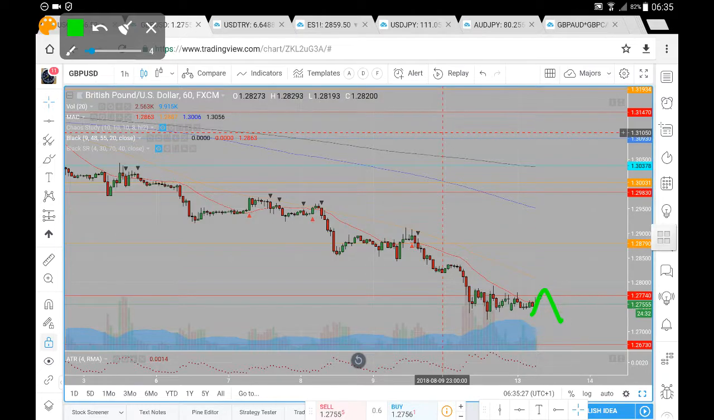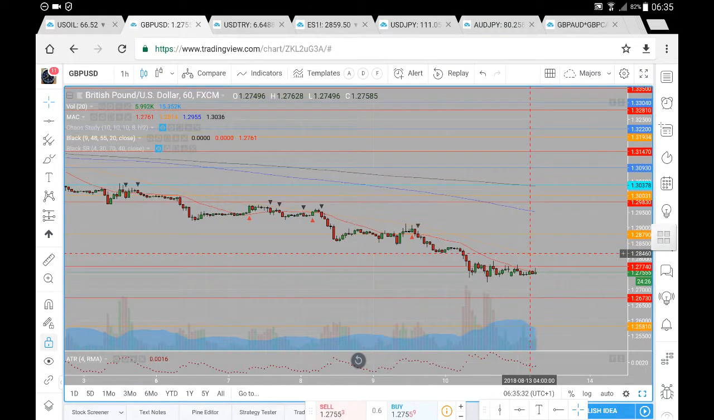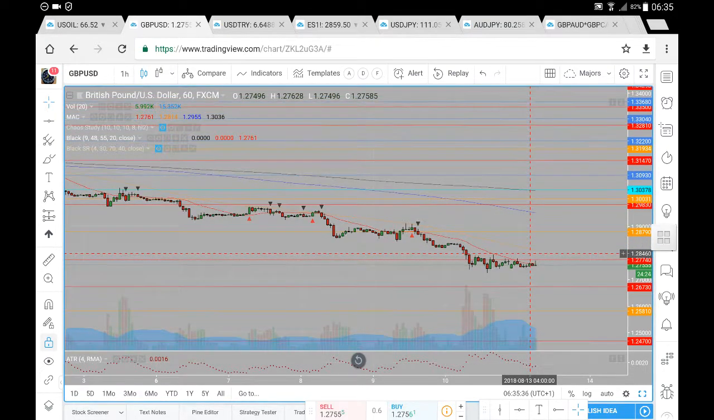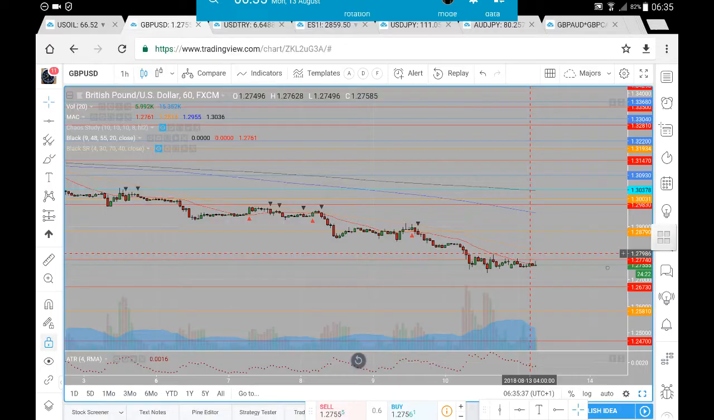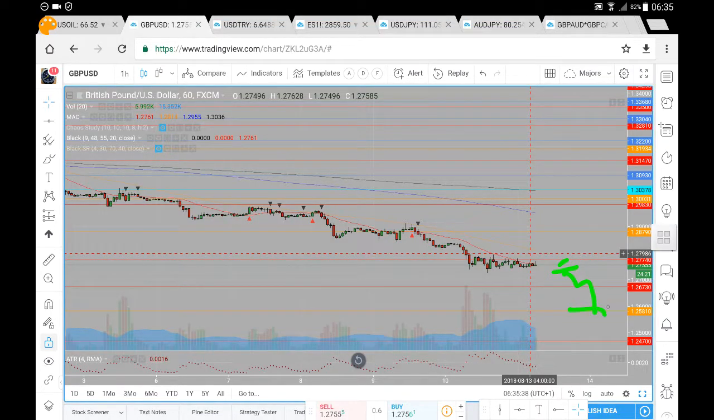If, however, we do break down from this 27.74, we'll be looking for a move down towards that 26.73. A successful break from which, and we'll be looking for prices to head down towards that 25.81. We'll look for price to head down towards 25.81 here on the pound against the dollar.